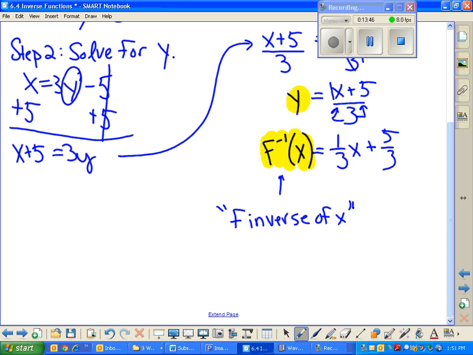Questions about that? So that was skill number 1, done. You now know how to find an inverse function when you're given a function. So you switch your x and your y, you solve for y, and then you make those last couple of cosmetic changes at the very end.